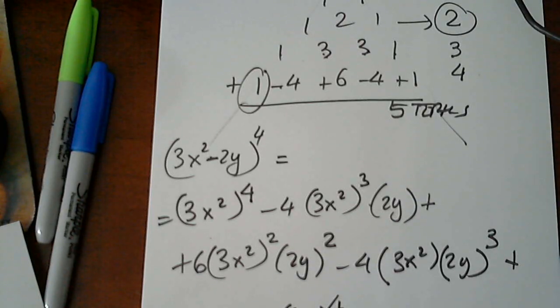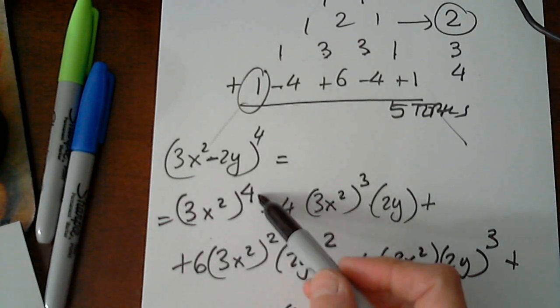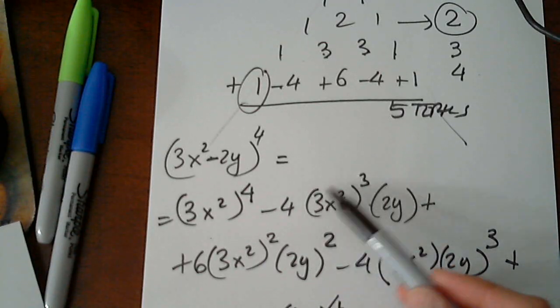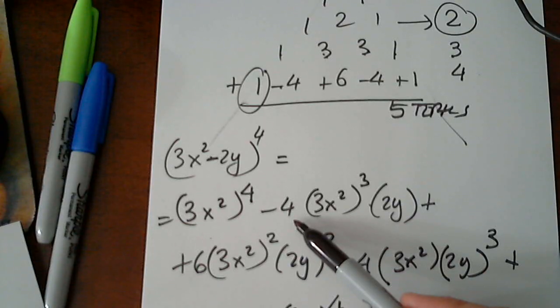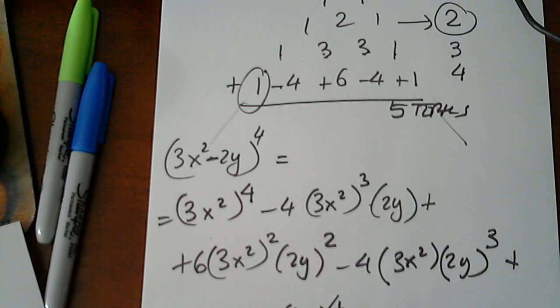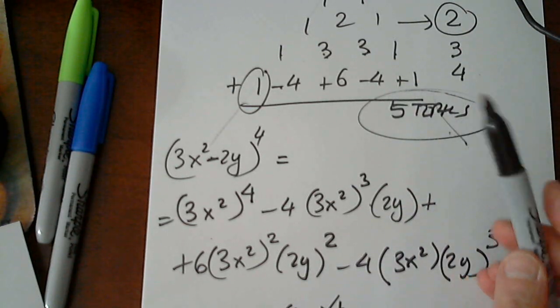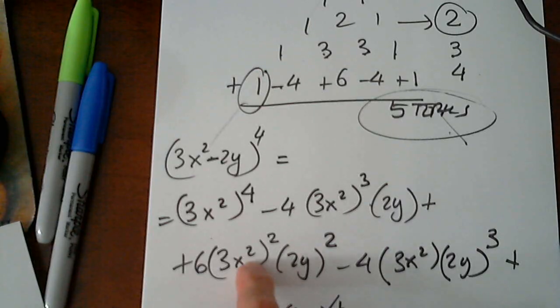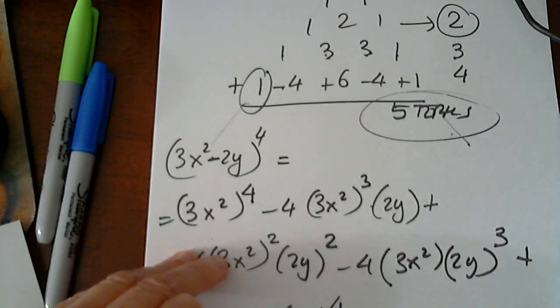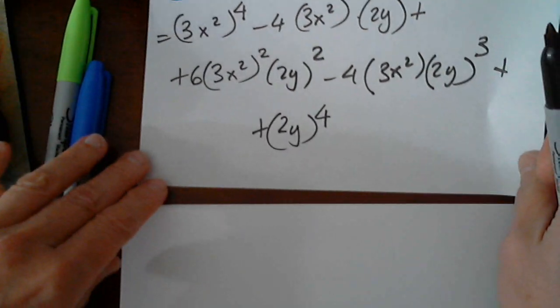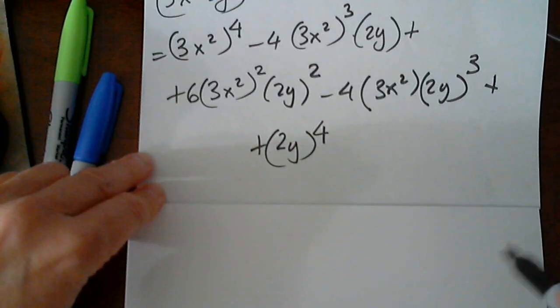It's not done, because I have to raise 3 to the 4th power and x² to the 4th power. Then I have to simplify this, multiply by 2y, and multiply by negative 4. So each and every term has to be cleaned up. But I obtained the 5 terms that I need. 1, 2, 3, 4, 5. And now I clean it up. And that's final. This is really like a little puzzle.